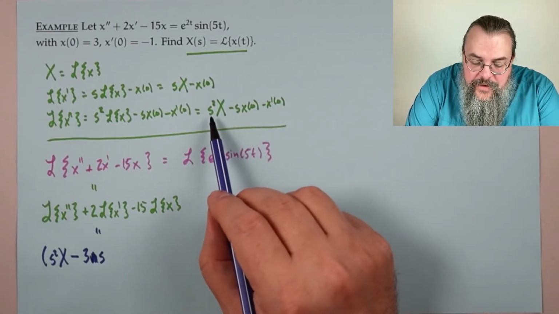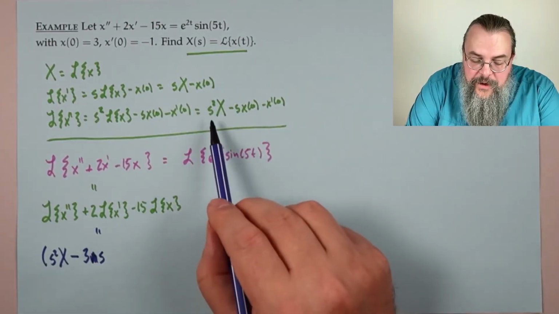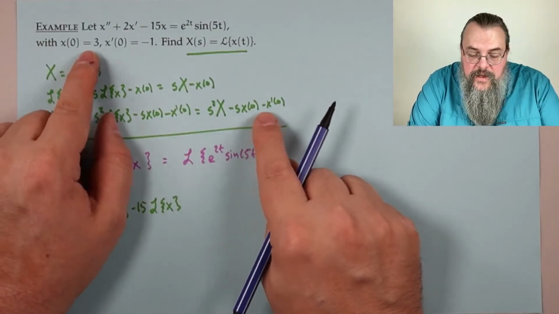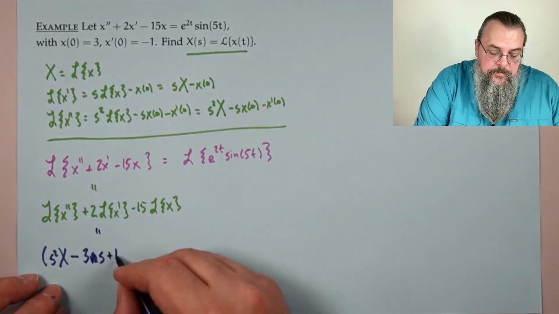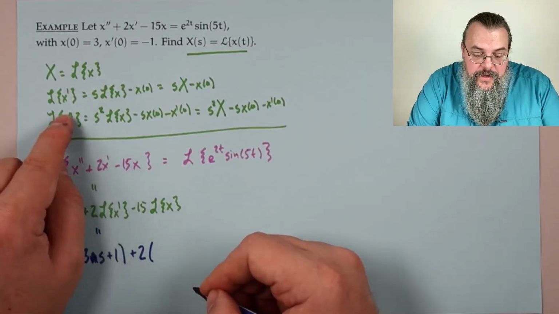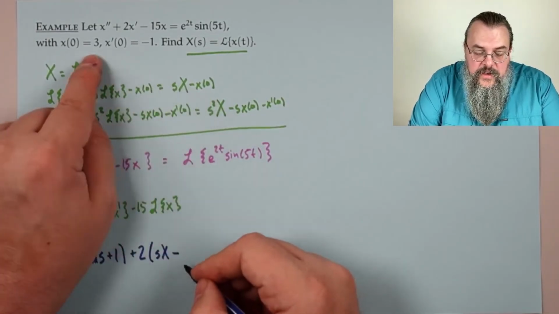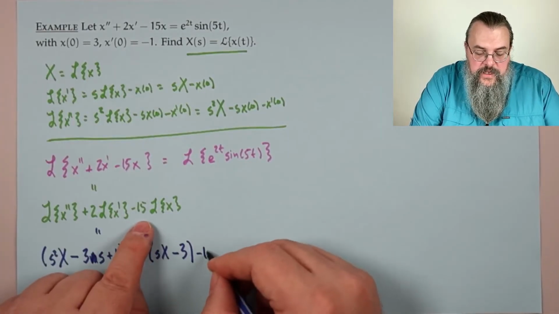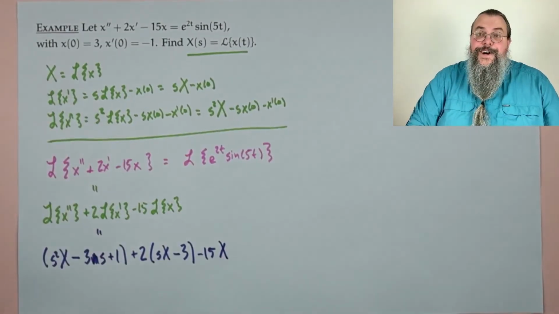Notice the powers of s: s squared, s to the 1, and so the powers of s go down. Okay, so we have subtract 3s, minus a minus 1 makes plus 1. Plus 2 times the Laplace transform of x prime. That'll be s capital X subtract x0, which is 3, and then minus 15 times the Laplace transform of x, which is capital X. All right, good.